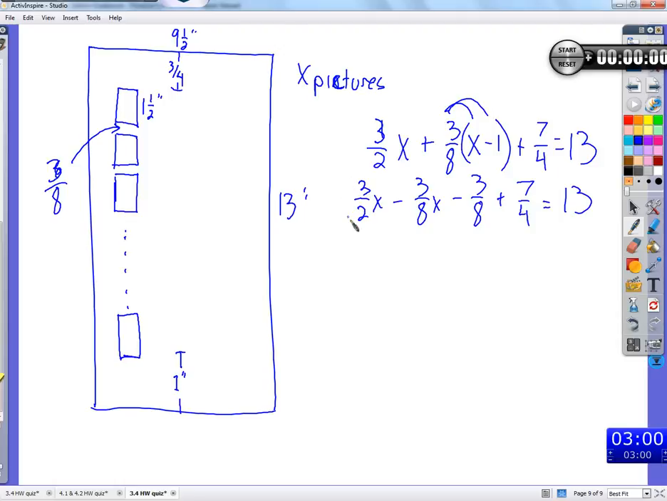Wait, I'm asking about this right now. How do we add these together, or subtract these or whatever? Yeah. We need a common denominator. What's the denominator going to be? Eight. Okay. So we got to multiply 2 by what? By 4 to get 8. So we multiply 3 by 4, and it gives us 12. So 3/2 is the same as 12/8. So 12/8 x minus 3/8 x is what? It is 11/8. It's 9/8.